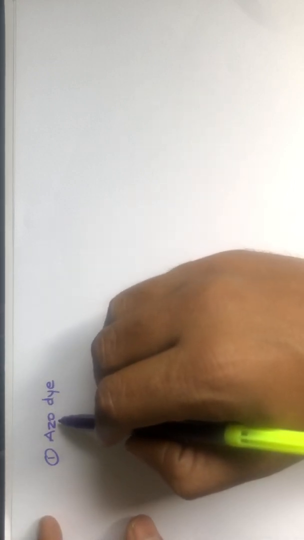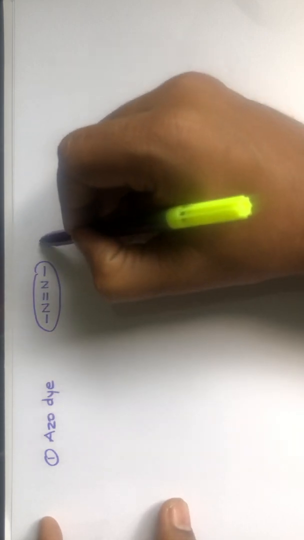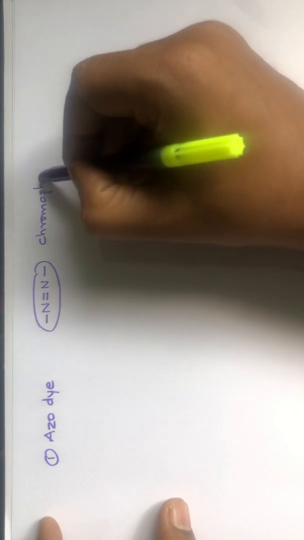You know what these azo dyes are? These dyes are characterized by an aromatic ring system linked to an azo group. Azo means nitrogen. The diazo group is the N double bond N group. This N double bond N group is the chromophore. That is, the color of the dye is due to the presence of this group only. So when I say azo dyes, these are the dyes which contain the diazo group as the chromophore.